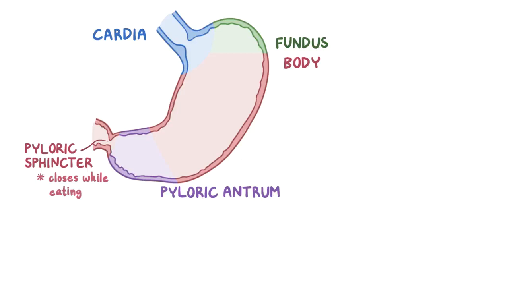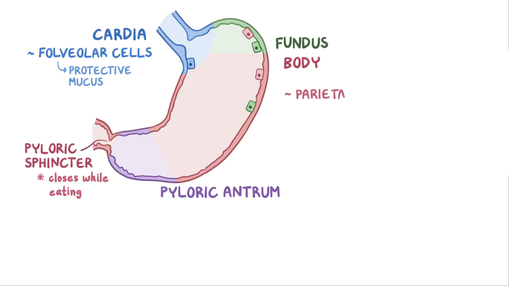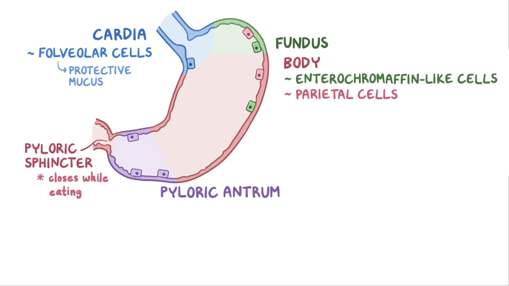The epithelial layer of the stomach contains different gastric glands, which secrete a variety of substances. Starting with the cardia, it contains mostly foveolar cells that secrete a protective mucus, which is mostly made up of water and glycoproteins. The fundus and the body contain both the parietal cells and enterochromaffin-like cells, and the antrum and pyloric areas contain G cells.